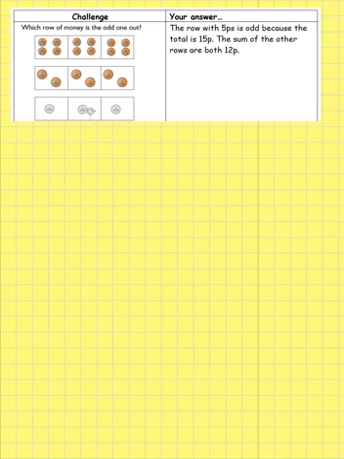This week we're going to start off by going through the challenge questions from Friday, and then we're going to move on to our lesson for today. So the first challenge that we're going to have a look at was this one here, which was which row of money is the odd one out. You can see that we've got a row of pennies, a row of 2p's and a row of 5p's. And here we've identified that the row with 5p's is odd because the total is 15p and the sum of the other rows are both 12p.